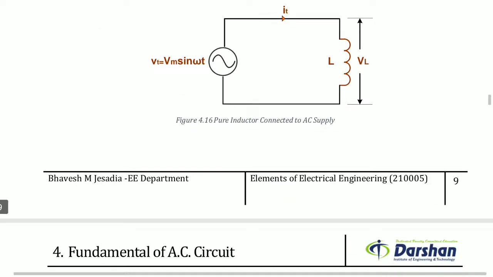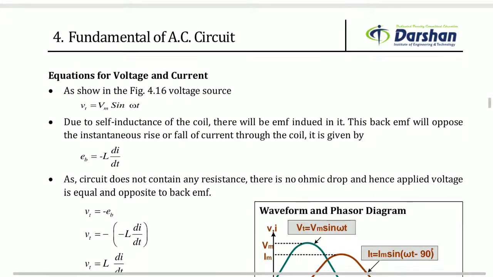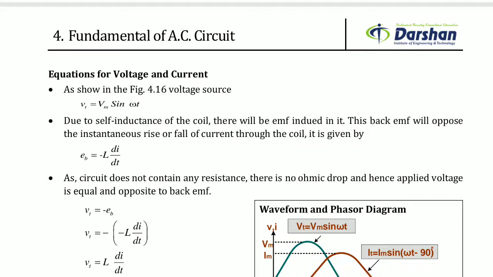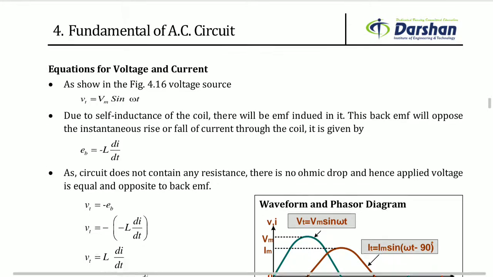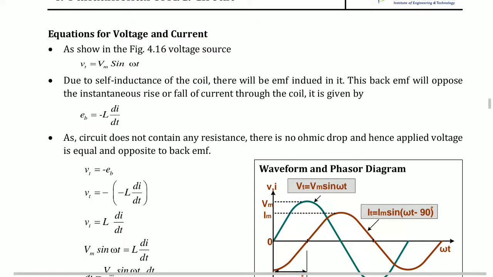Now the instantaneous equation: voltage V is equal to Vm sin omega t, that is the instantaneous equation of the source.